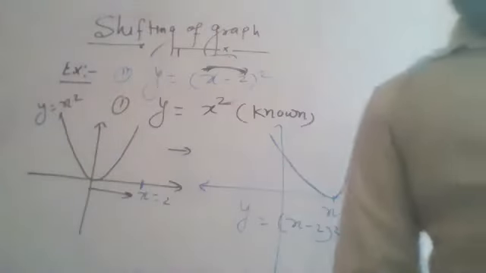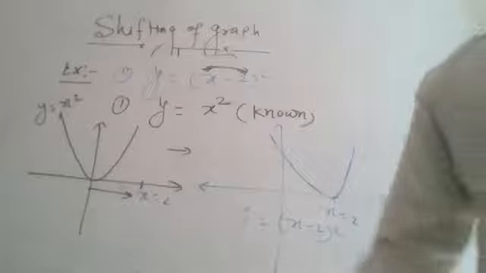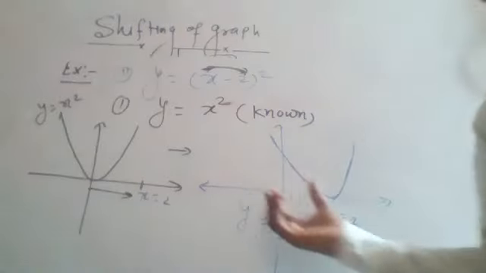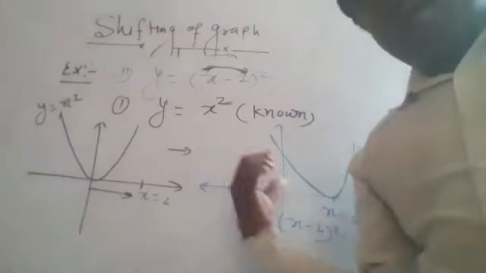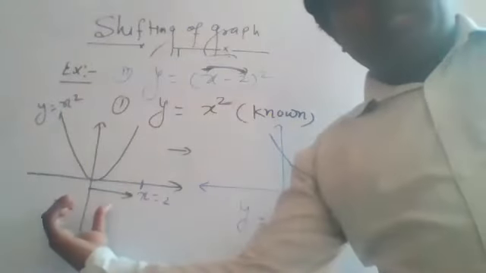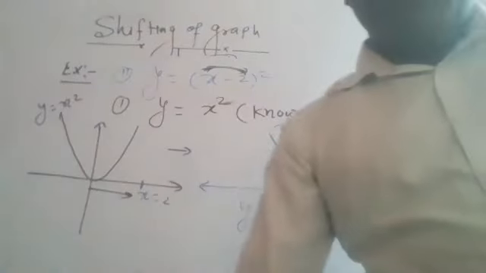Sir, in every question do we have to draw the graph? First of all, we have to draw the basic graph. Okay, and after that, the final graph. So that's why we have to draw the basic graph, and after that, apply the concept of shifting to get this graph. Okay. Any confusion?